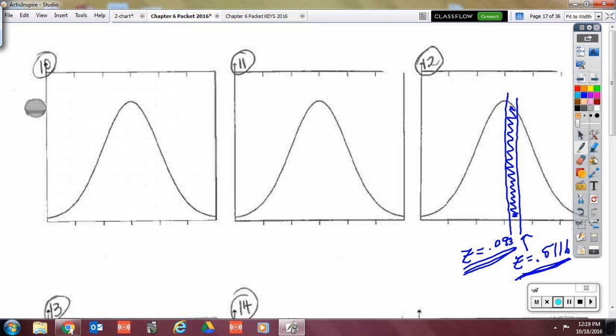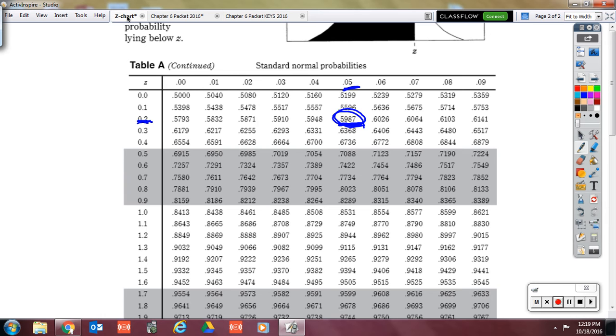So we're going to go to our Z chart and find 0.09 right here. There's that lower area. Then the other one was 0.511 something. So here's the other area. And then you subtract those. Okay, so be mindful of that. Those are the Z scores. They look like decimals, so you get them mixed up and think they're areas.